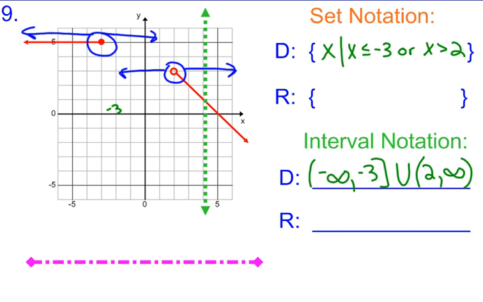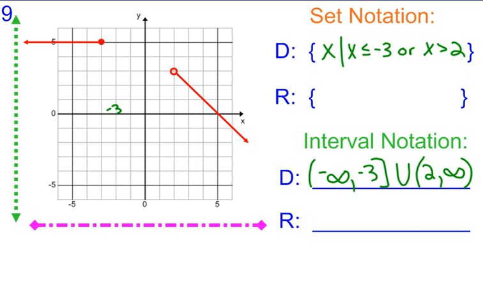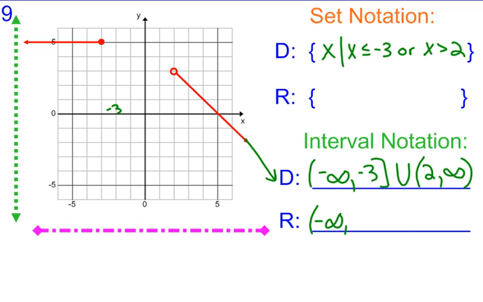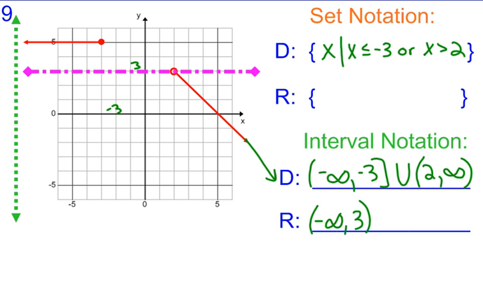My y values then, I use my purple dash to move up and down. So I'm touching at negative infinity. It doesn't really look like it, but see this arrow here? That's going to keep going forever. So I do start touching at negative infinity. And as I move along my y-axis, I'm touching red, touching red, touching red, touching red until right here. This would be 3 on the y-axis. So I'm going to put a 3 there. And it's an open circle, so that point's not included. So I use the parenthesis.